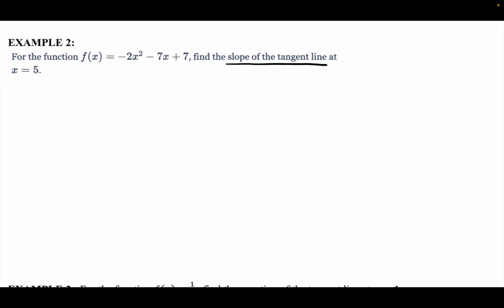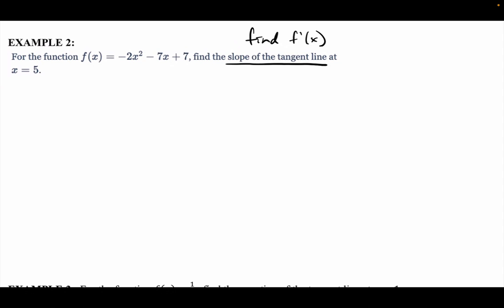Slope is the first thing of what? The tangent line, right? So now let's look at what I just underlined. Find the slope of the tangent line. So what do they want me to do? Find a derivative. This means find f prime of x.